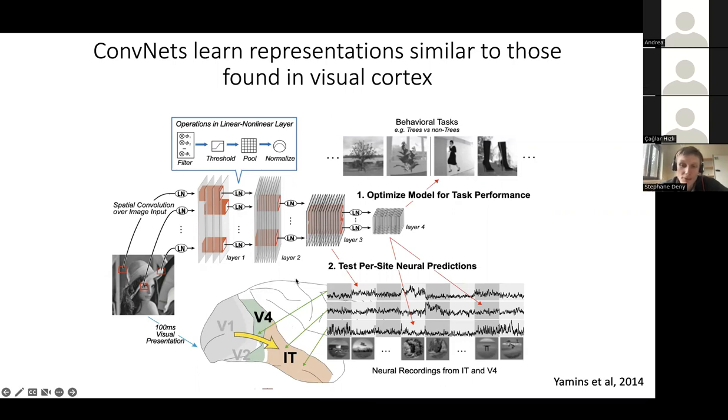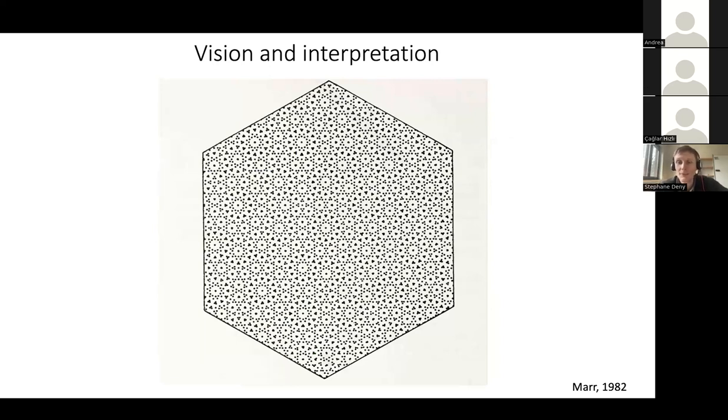I won't go into the details, but what they find in summary is that there is a correspondence between early layers in the deep network and visual areas that are close to the retina, that are closely connected with the retina. And then layers that are further down the neural network also have representations that look like those found in areas of the brain that are further down the visual stream. So this is kind of nice. But I will argue here that it's not giving us the full picture of what the visual system does.